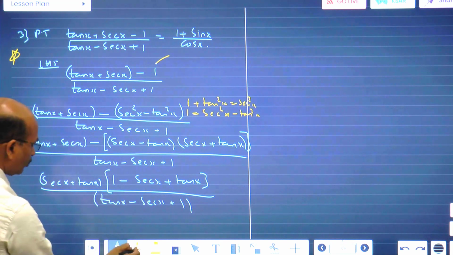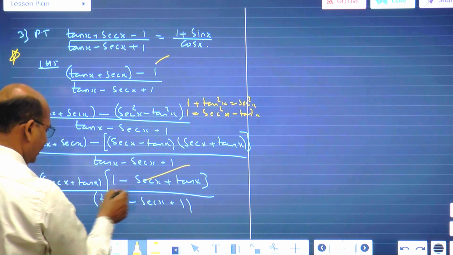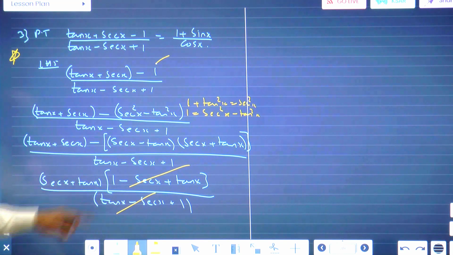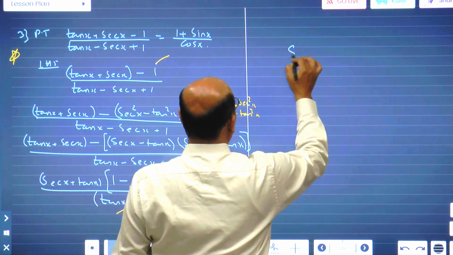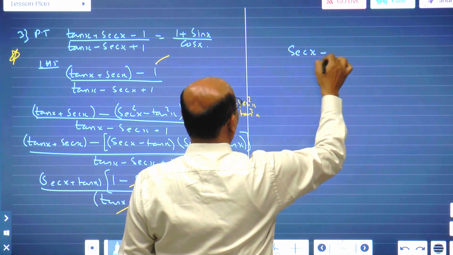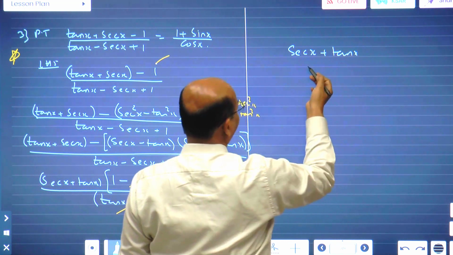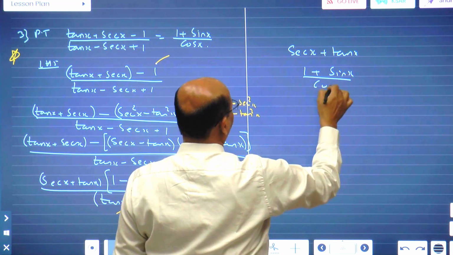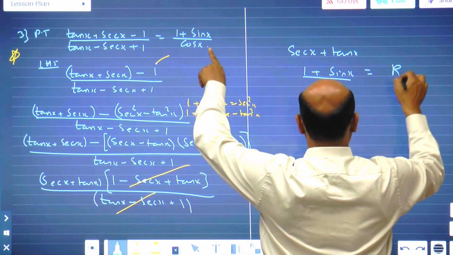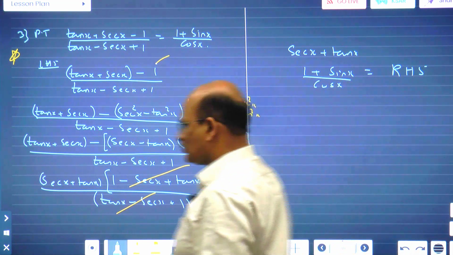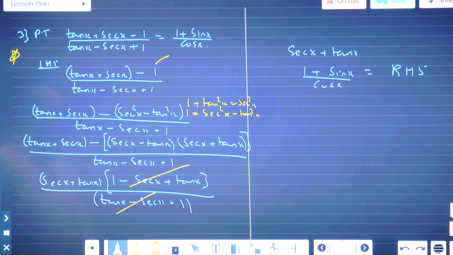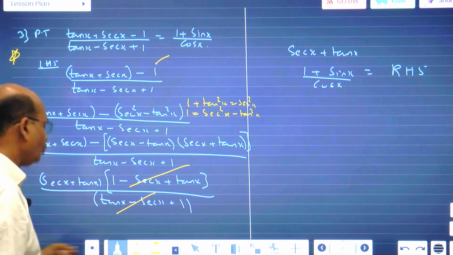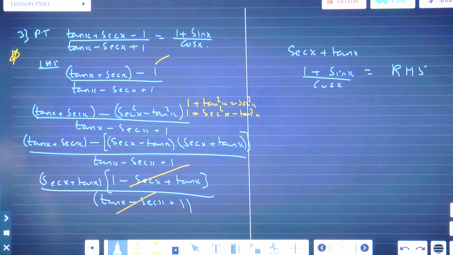Denominator as it is. So if you see carefully, I can cancel this. So what is left out now? Left part is sec x plus tan x. And what is sec x plus tan x? It is 1 plus sin x upon cos x, which is equal to RHS. Nice question, good question, a killing question, okay, but we should have an attitude to destroy the sums as they come in front of us. Keep that in mind, okay.